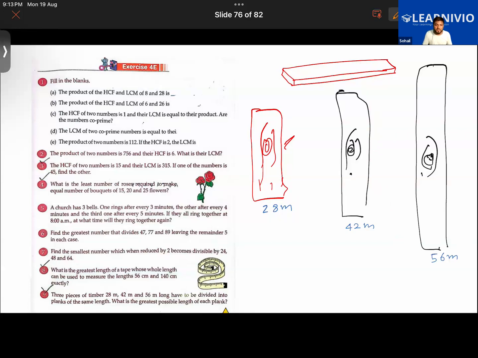So simply, in order to find the greatest possible length of plank that can be carved out, we have to simply find their HCF. So find out the HCF of these numbers. That will be your answer. Understood this? Okay, so do it after the class.